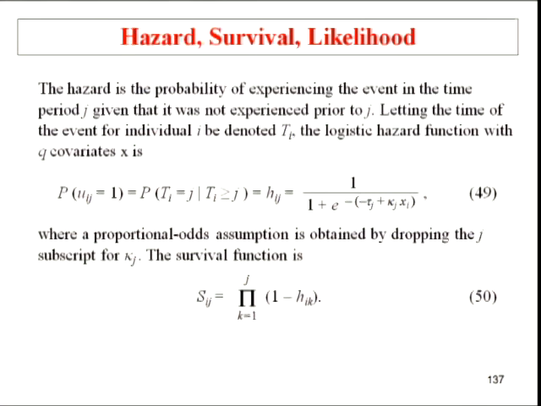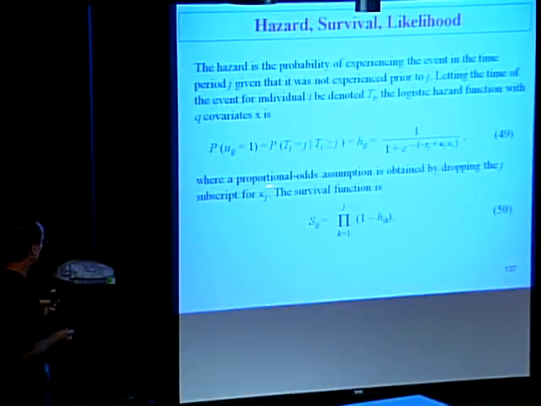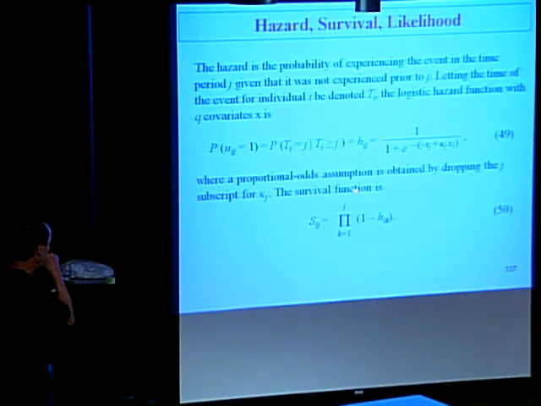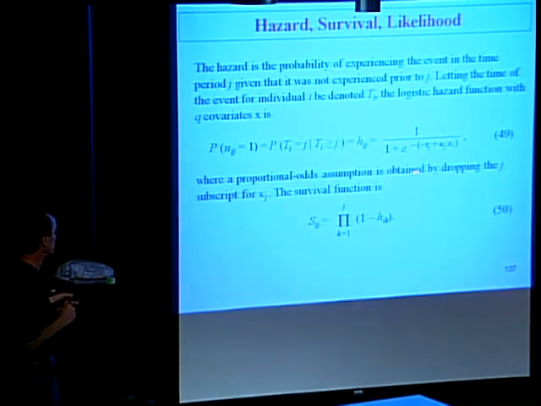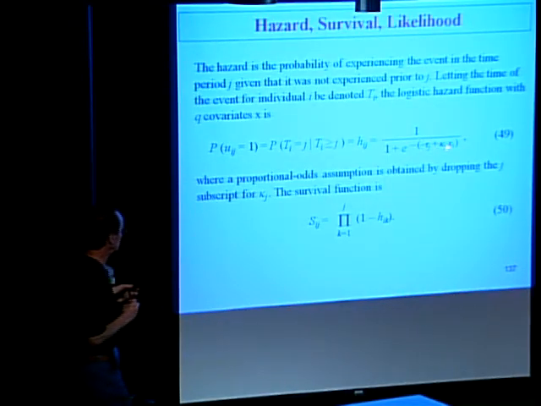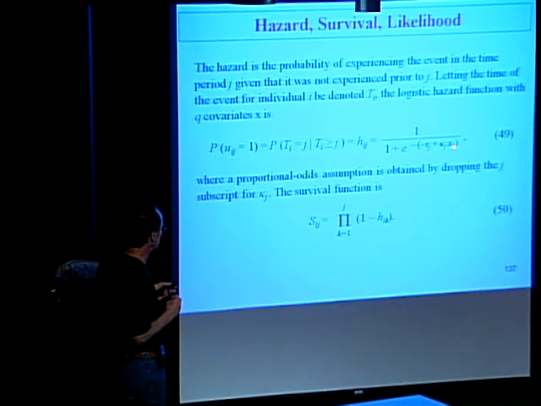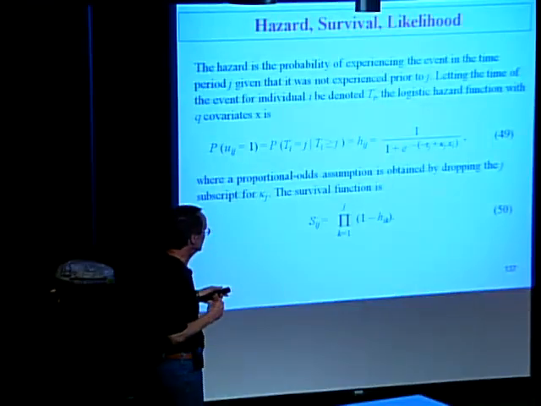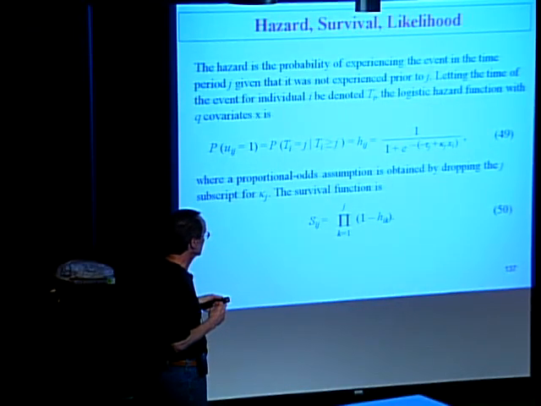So I'm going to give you an example of that. And here we get a so-called proportional odds assumption embedded in the model if we drop the j subscript for k. That is, dropping the j subscript would mean that x influences u the same way at all time points. So that would be, if you look at the right screen, it would be saying that u1 on x, its slope is the same as u2 on x, u3 on x, u4 on x.